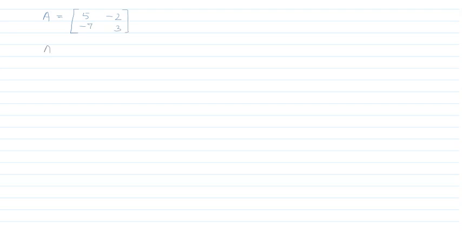So we write it in the A equals to A multiplied by I form, because we need to perform operation in the second matrix, because we'll be performing column operations here. So writing the matrices that we are having, this is 5 minus 2 minus 7 3 equals to A multiplied by, this is 1 0 0 1.